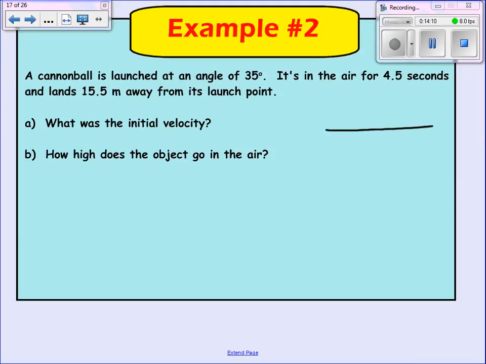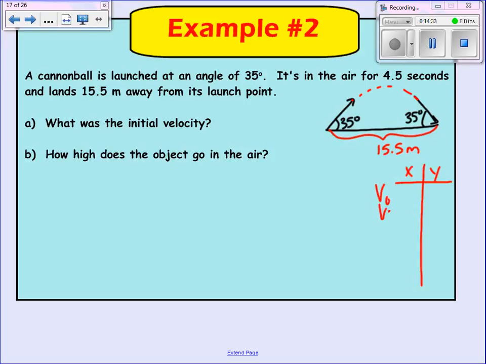So to draw our picture, we know that it's launched at an angle of 35 degrees, which means it will land also at 35 degrees. It follows projectile path number 2, and it's in the air for 4.5 seconds and lands 15.5 meters away from its launch point. So first thing I want to do is set up my X and Y chart: V initial, V final, acceleration, time, and displacement, and figure out whether or not I know each one.